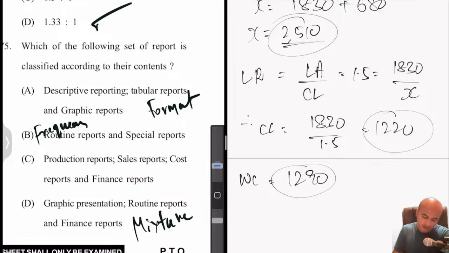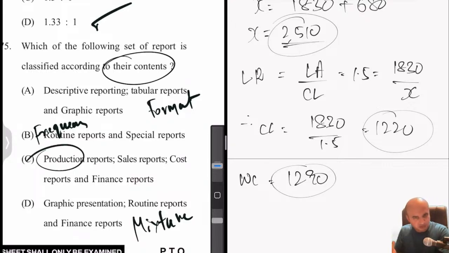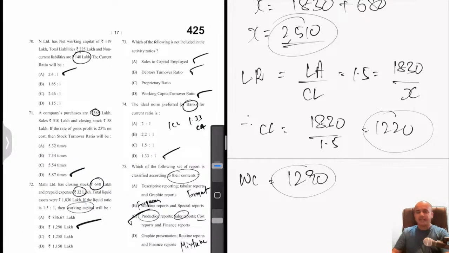So what is left? Production reports, sales reports, cost reports, finance reports. It is classified according to what is there in the content. For example, production report relates to information on production activities of a company, and sales reports reflect the sales activities, maybe the quantity of goods sold, the value of goods sold, etc. Cost report will tell us the cost of production, cost of sales, maybe cost of administration, etc. And finance report tells us about the financial performance of a company. They may include information related to profits, losses, assets, liabilities, and even cash flows. So therefore option C is in fact the right answer.